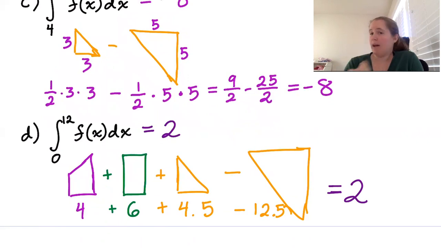If we'd gone past 12 by much, we would have wound up with enough negative area to cancel out all the positive. So it's possible for your definite integrals to wind up negative if you have more area below the x-axis than above. But this is just using geometry to evaluate these definite integrals, again taking advantage of the fact that a definite integral is really just signed area under the curve.